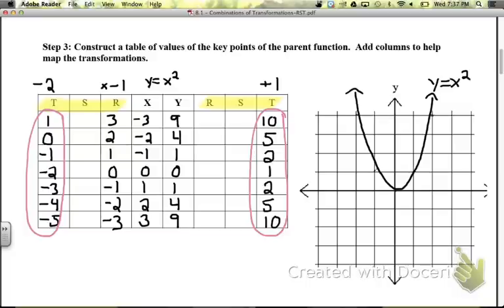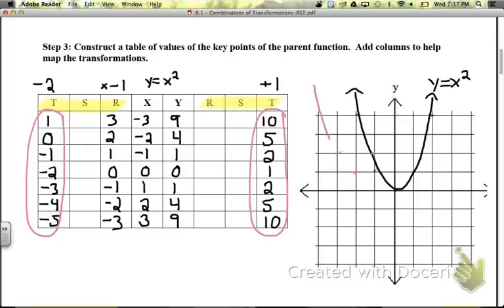So 0, 5, so we can graph that. So we're not going to move left or right at all, just up 5 units. Our next point is -1, 2. So left 1, up 2. The next one we have is -2, 1. So left 2, up 1. And the next point we have is -3, 2. So left 3, up 2. And the last point here that we're going to graph is -4, 5.